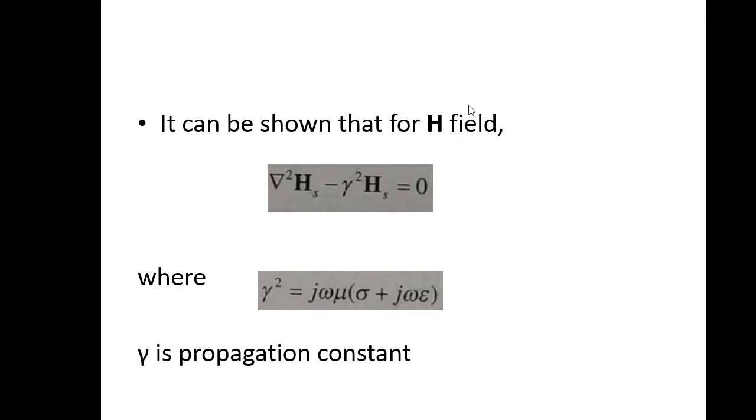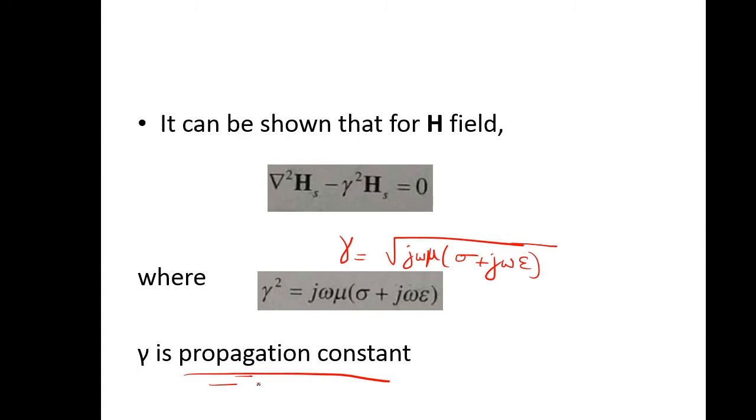Now similarly, in a similar derivation you can calculate for H also. Del square Hs minus gamma square Hs equal to 0, where gamma square is j omega mu into sigma plus j omega epsilon. Gamma is the square root of that, don't forget that square root. Gamma is the propagation constant: gamma is square root of j omega mu into sigma plus j omega epsilon. Gamma is called the propagation constant.